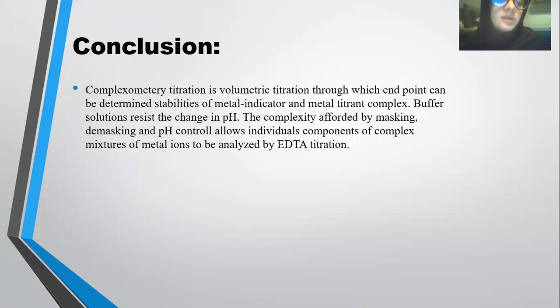Conclusion. Complexometric titration is a volumetric titration where the endpoint can be determined by the stabilities of metal indicator and metal titrant complexes, using a buffer solution. You also know what a buffer solution is, as we also do it in our university labs. The solution is used to control pH, along with the complexing, masking, and demasking, so individual components of a mixture of metal ions can be analyzed with EDTA.